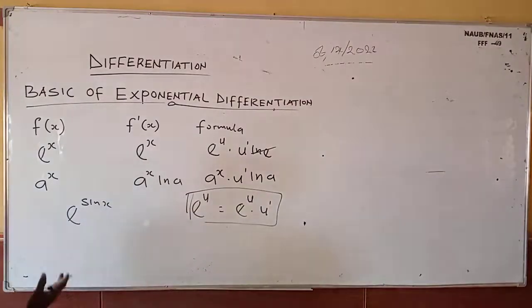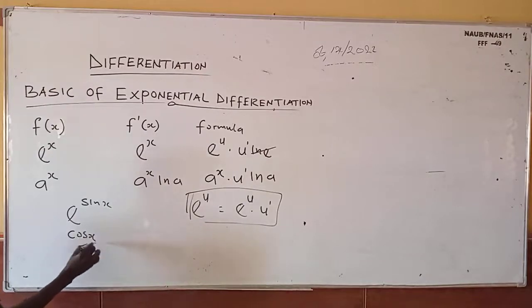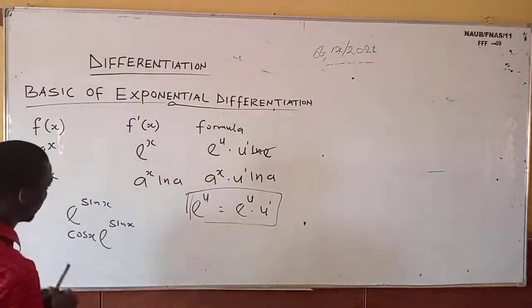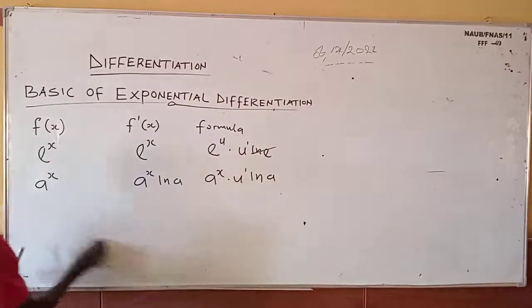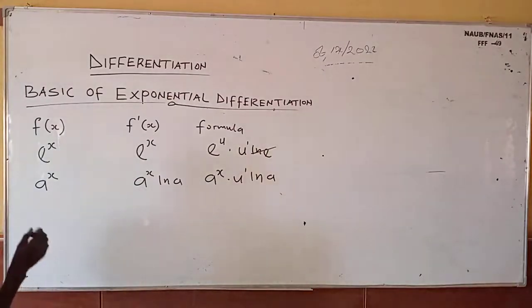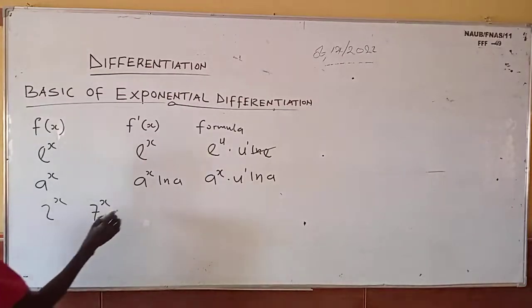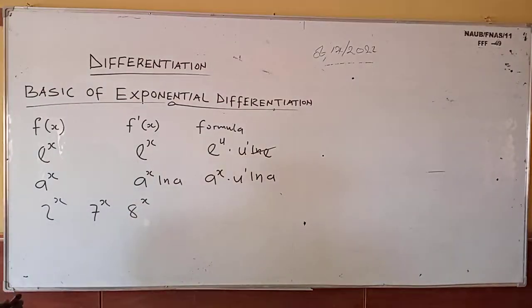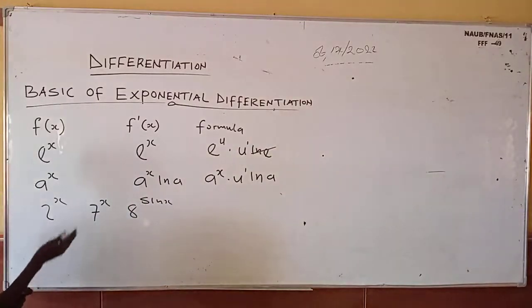Now look at it. This is what you will do. Differentiate this. If you differentiate sine s, you have cos s exponential sine s. Do you understand? That is your answer. Do you get this? Now, what if it is not exponential? What if it is 2 to the power of s? What if it is 7 to the power of s? What if it is 8 to the power of s? Or sine s? You understand? So let's solve this.